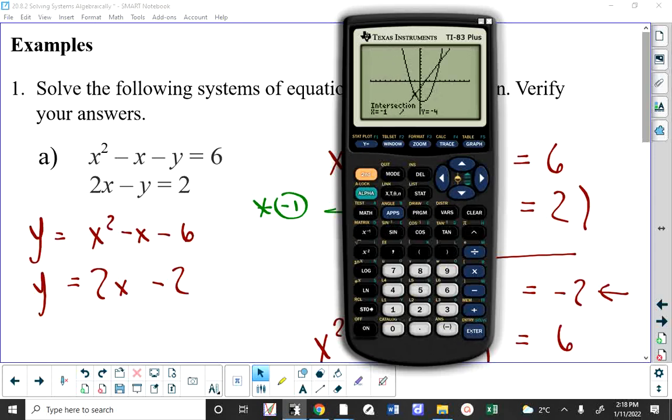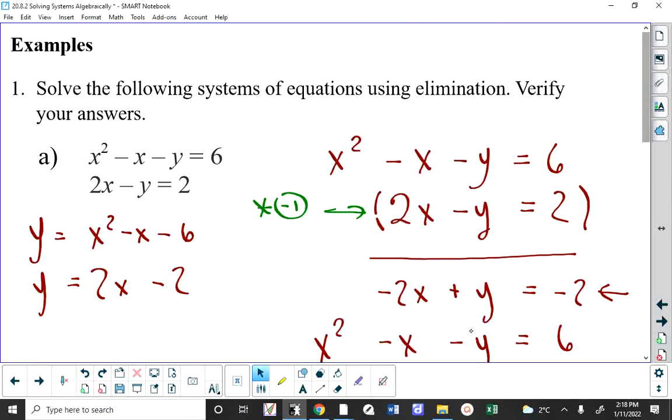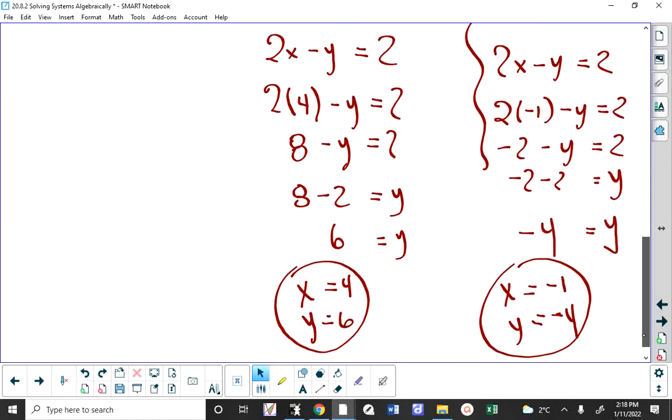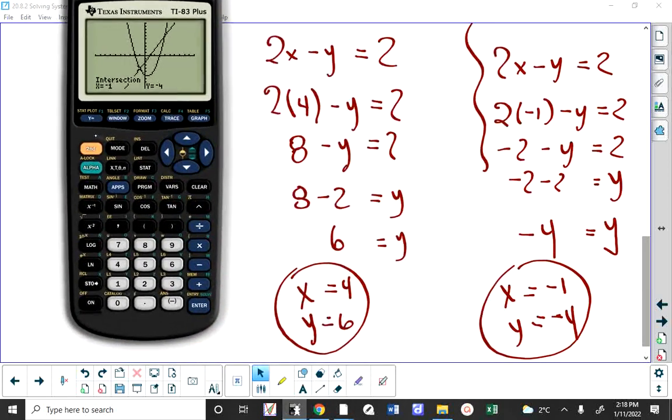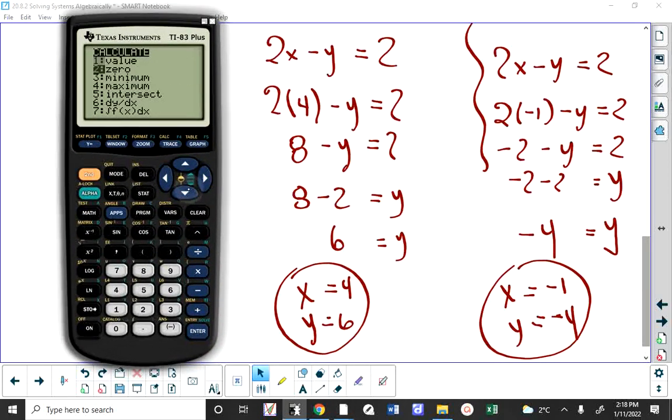The one on the left is at (-1, -4). Jackpot. That's what we had. The one on the right is (4, 6). Was that what we had? 4, 6? Okay. I mean, you're not going to check these all the time. I'm just pointing out to you that it worked.